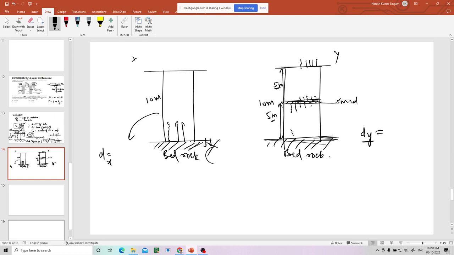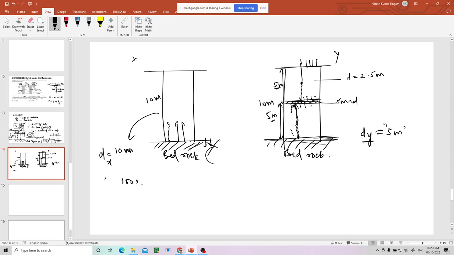See, suppose in this upper part, if you take any particle, it will travel only 2.5 meters, because it can go up, it can go down. But in this part, the farthest will be at a distance of 5. So you have to take 5 meter, right? The farthest distance traveled by any particle is 5 meter. So dy is 5 meter. Here dx is 10 meter.